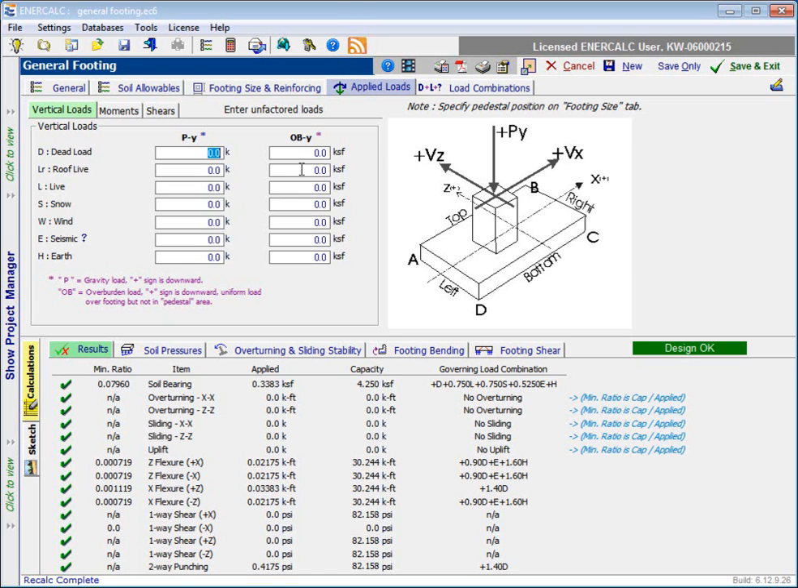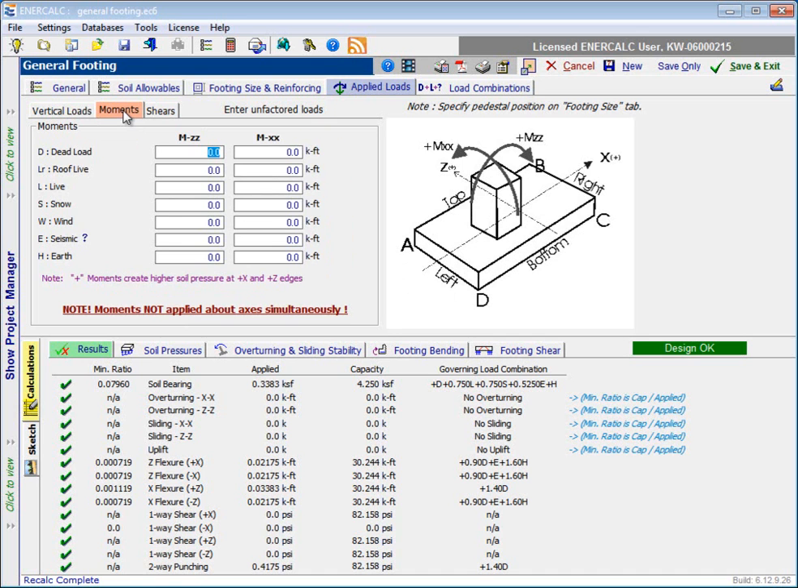Specific to this vertical loads tab, notice that there's also an overburden input area where we can specify an overburden load. It too is considered to be a downward acting load when positive, and it represents a uniform load over the footing area, but it will not be applied in the area that's covered by the pedestal. So keep that in mind. If you're trying to check something very closely, just remember that your specified overburden loads will be omitted in the small area that is covered by, or whatever area is covered by, the pedestal.